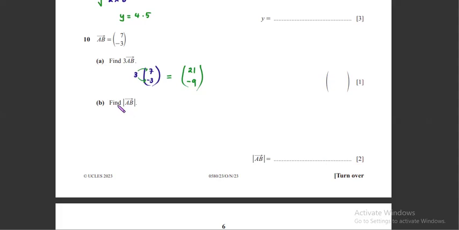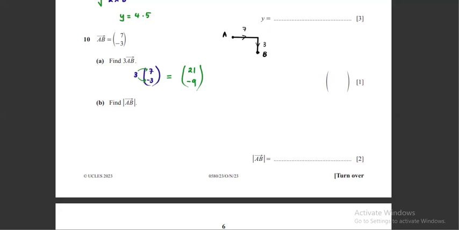The next one is to find the modulus of A to B. Now first, when we consider this diagram, the column vector A to B is given as 7 and negative 3. The meaning of this is, if I start at point A, this 7 explains that it's going to go 7 units to the right, and then negative 3 explains that it's going to go 3 units down. This is the meaning, which means this is where point B is.